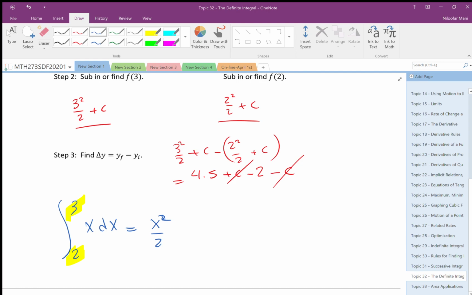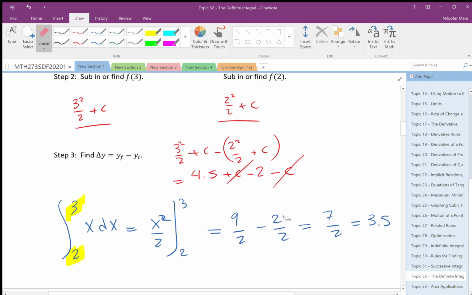So you do from 2 to 3. Okay? From 2 to 3, so you have 9 over 2 minus 2 over 2, which is 7 over 2, which is 3.5. Am I right here? No, it's 4 over 2 then here. So 4 over 2, so it's 5 over 2. Okay, so it's 2.5. So it's 5 over 2, which is 2.5. So here is 2.5.